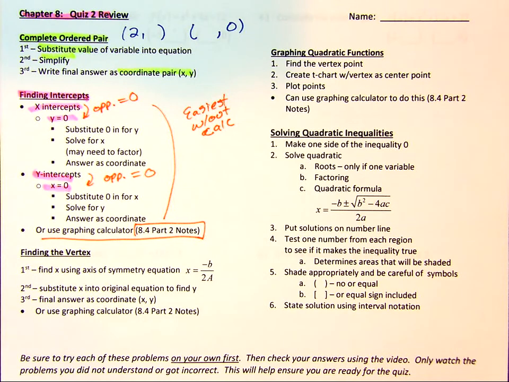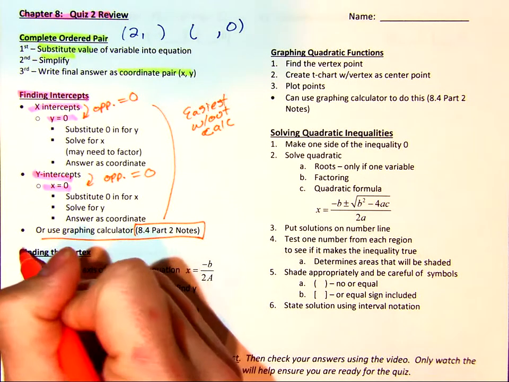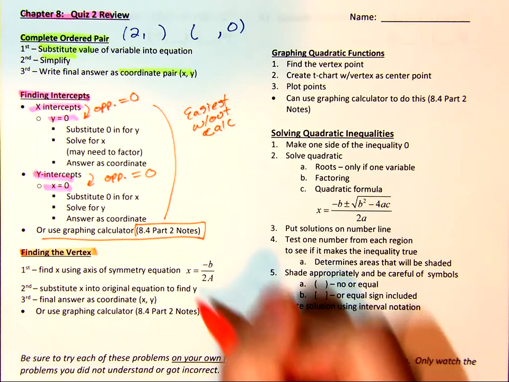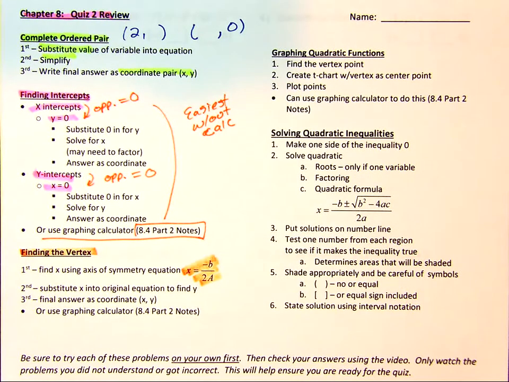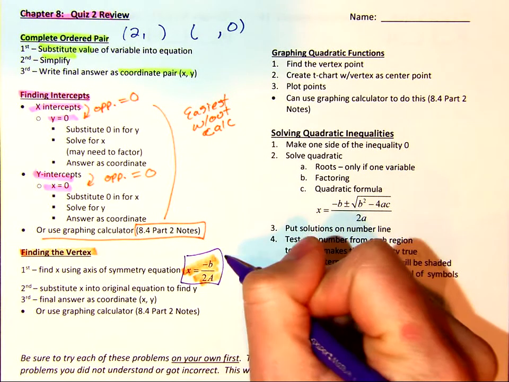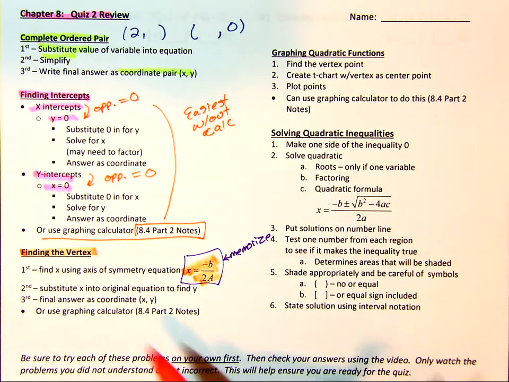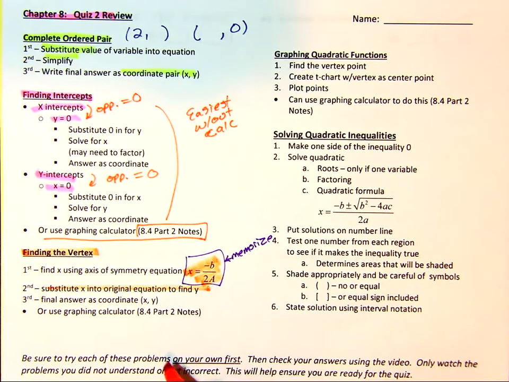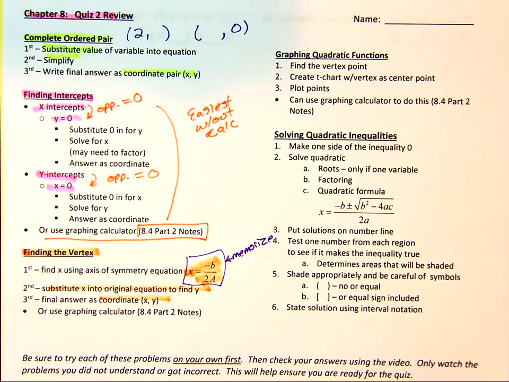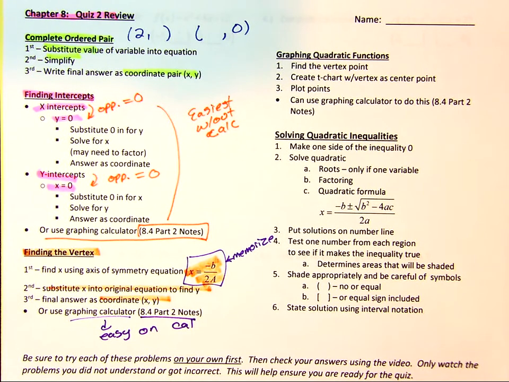Finding the vertex is something else that we talked about, which means you're going to have to use this formula. You have to have this formula memorized so you can find the x part of your vertex. Once you find the x part, you substitute the x in and find the y. Final answer is a coordinate, or there is a way to do this using the graphing calculator. And actually, this one's easy to do on calculator, so I would review that if you don't remember how to do that from the 8.2 notes.